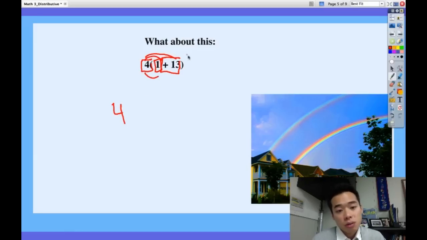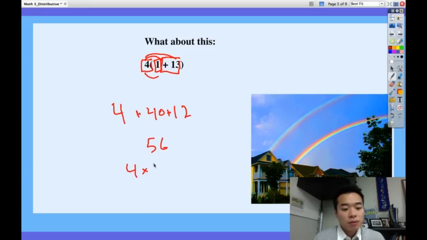So what you're going to do is you can break up this 13 and you go, okay, 4 times 10 is 40, 4 times 3 is 12, and then you just add everything together and you get 56. So 4 times 14 is 56. Okay, all we're doing for the distributive property is you're just breaking things up and then you're going to multiply and then combine them together.